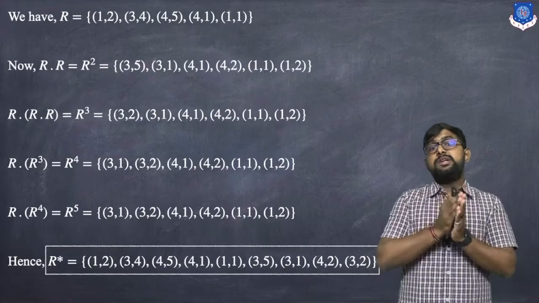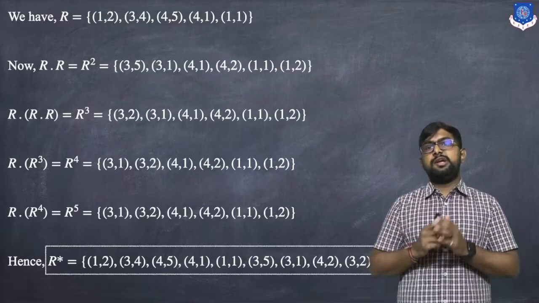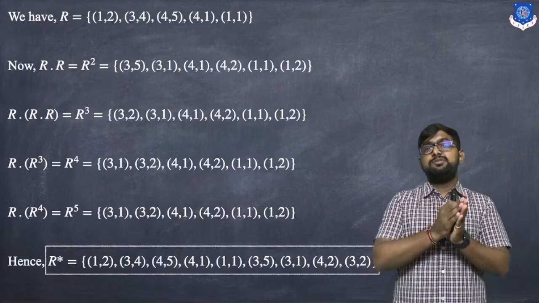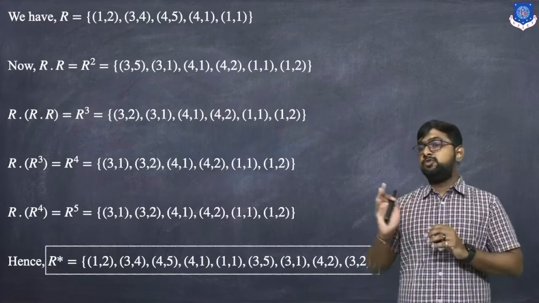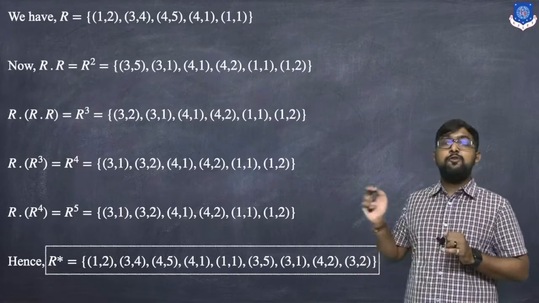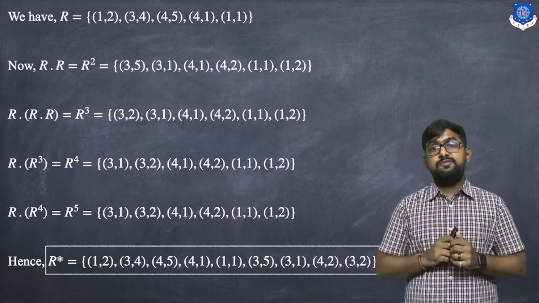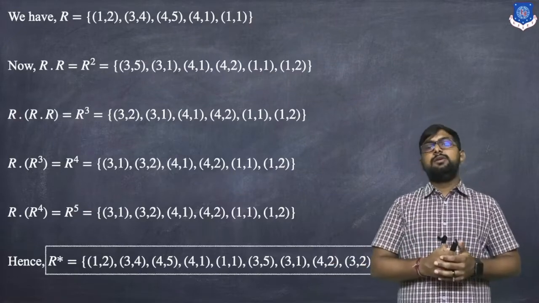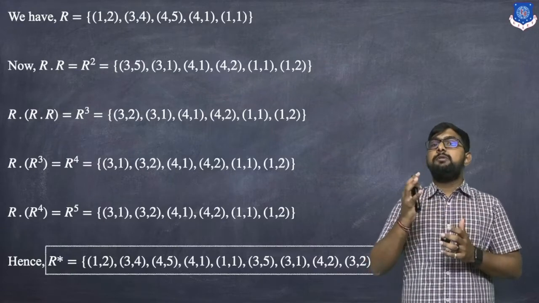How? See, now 3 is related to 4 and 4 is related to 5. What we need to check for a transitive relation: if A is related to B, B is related to C, then A has to be related to C. So as you can see, 3 is related to 4 and 4 is related to 5. So the (3,5) pair has to be there. So is the (3,5) pair there? Yes, it is there. So this is how you can check for each and every pair, and it will be true.